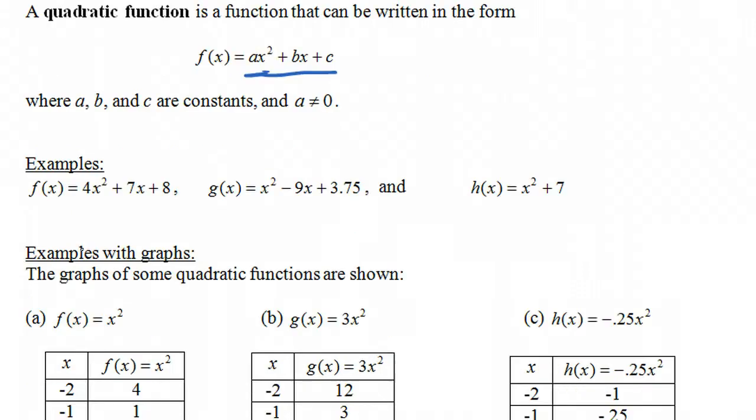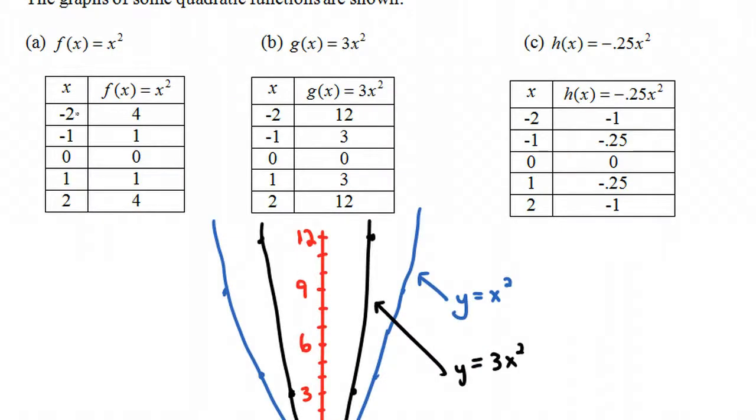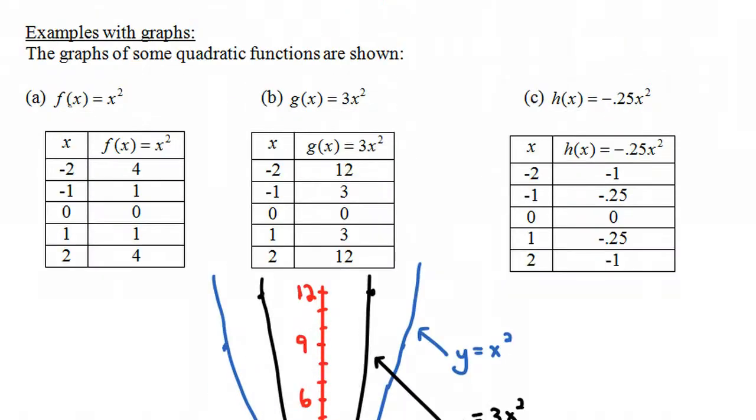In fact, these next several examples are very simple examples. f of x equals x squared, it's really plus 0x plus 0. And then g of x equals 3x squared plus 0x plus 0. And negative 0.25x squared plus 0x plus 0. So these are real simple ones, but I've made tables of values for them. And I want to take a look at their graphs. How do their graphs differ?